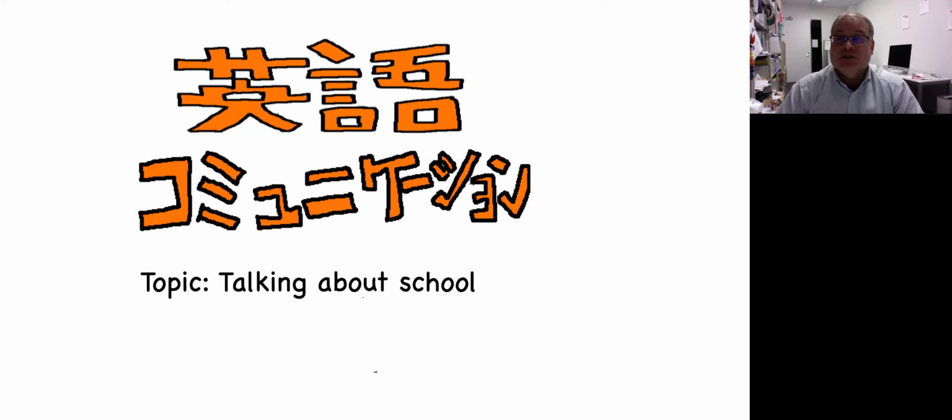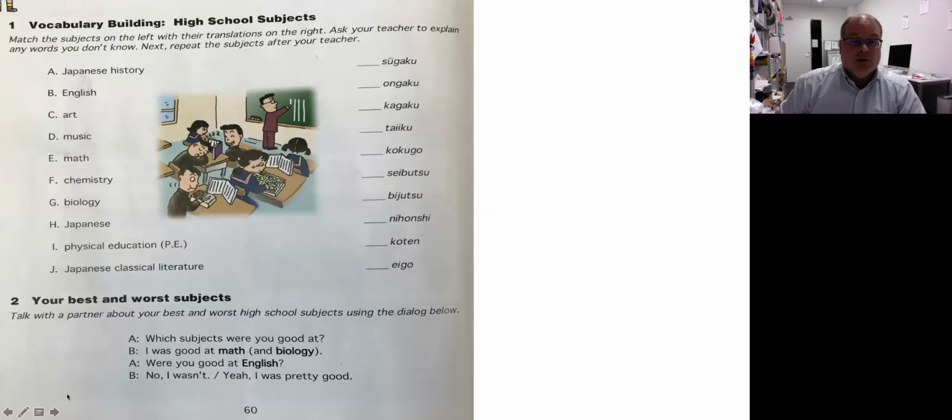So today's topic is talking about school. We're going to learn to talk about teachers we liked and teachers we don't like. We're going to learn to talk about classes we like and classes we don't like. So let's get to it. First, these are some of the classes that we're going to talk about: Japanese history, English, art, music, math, chemistry, biology, Japanese, physical education, or PE, and Japanese classical literature.